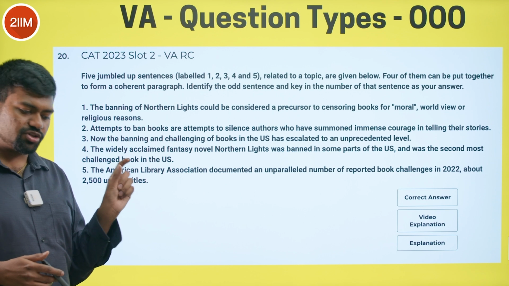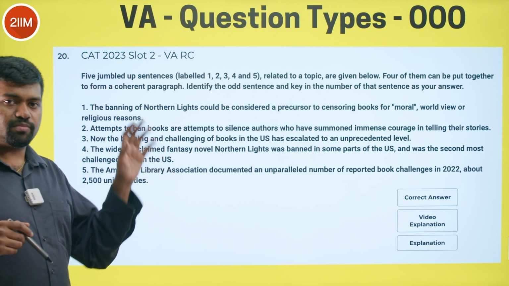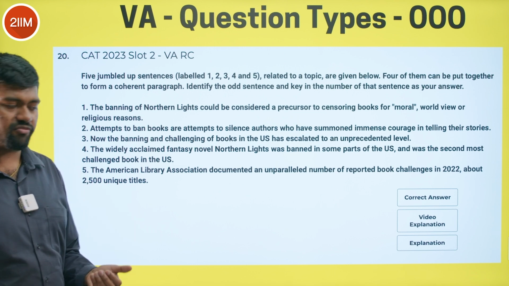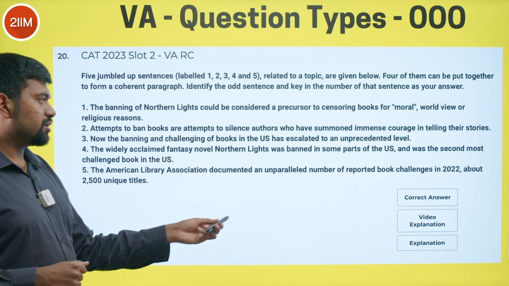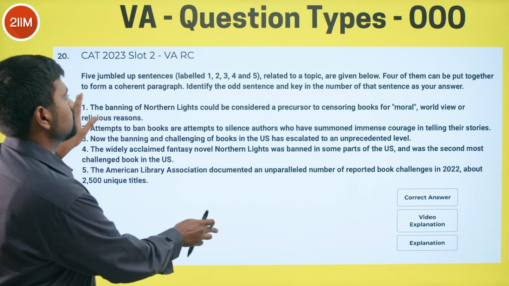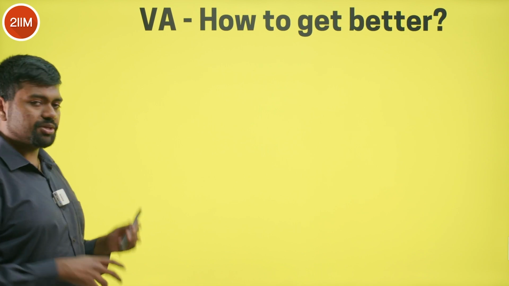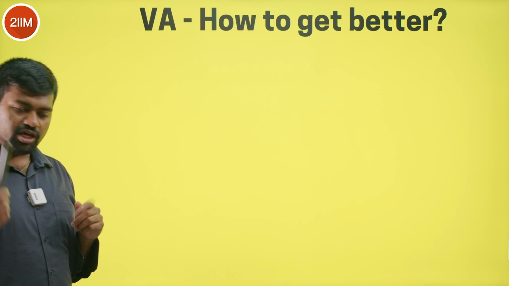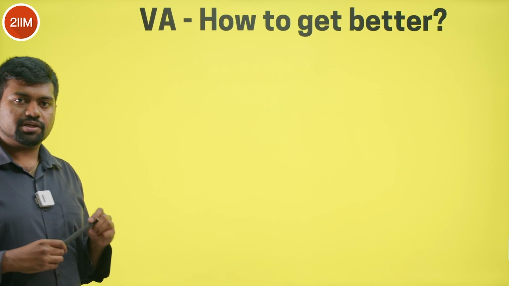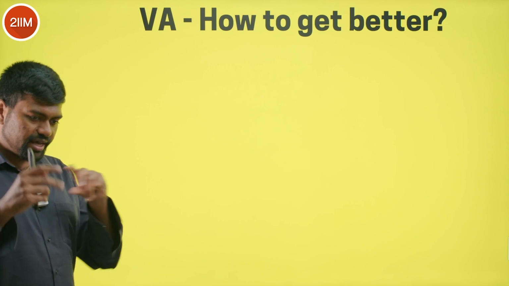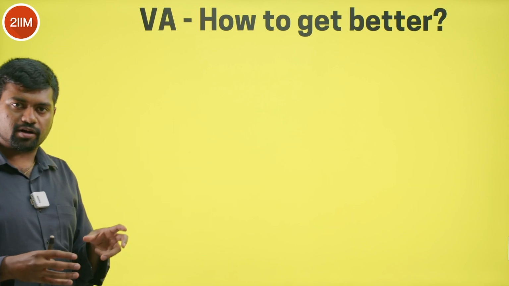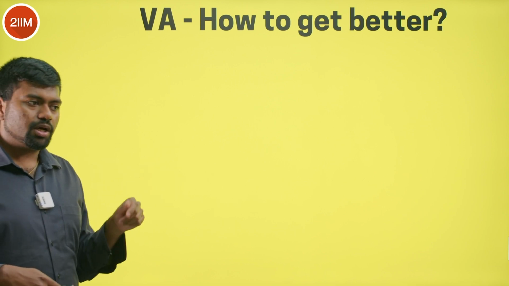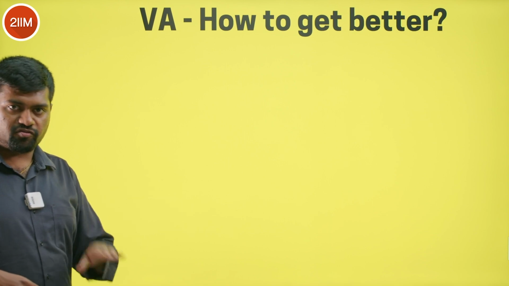Now the odd one out is such that if you remove it, the remaining 4 can be put together into a very coherent paragraph. So the skills you need here are similar to para jumble, but the way you go about it is a little different. Instead of wasting your energy trying to put together a paragraph, you try to weed out the odd one. You try to weed it out, and so there are 2 layers of difficulty to this.